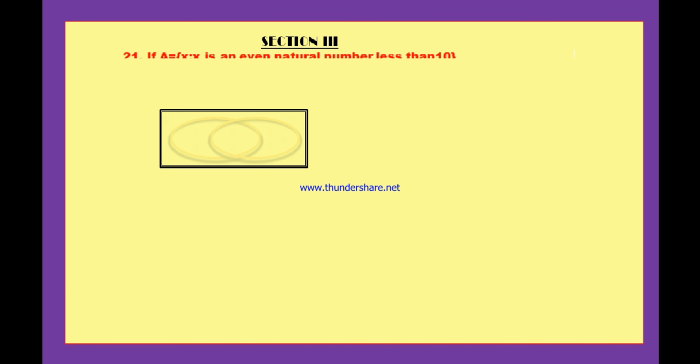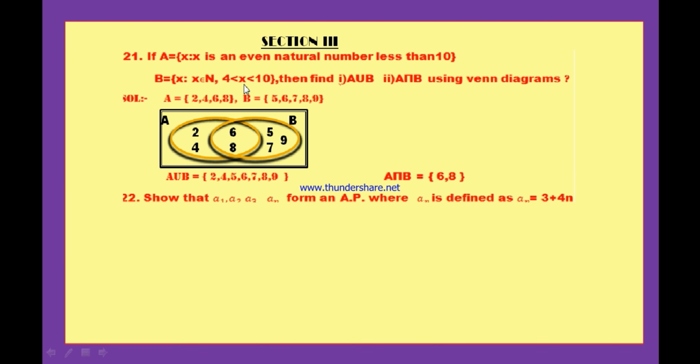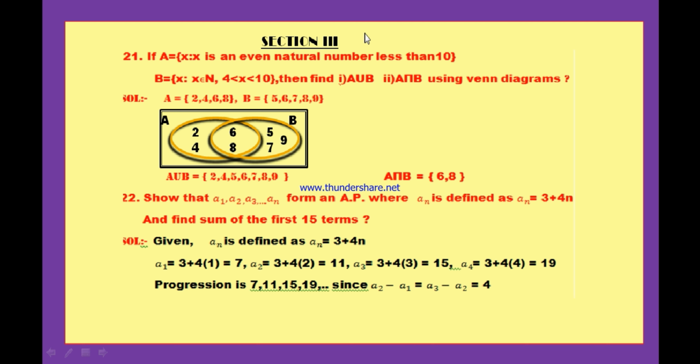Here is the first question. If set A is equal to {x such that x is an even natural number less than 10} and B is equal to {x such that x belongs to N and x lies between 4 and 10}, then find A union B, A intersection B using Venn diagram.